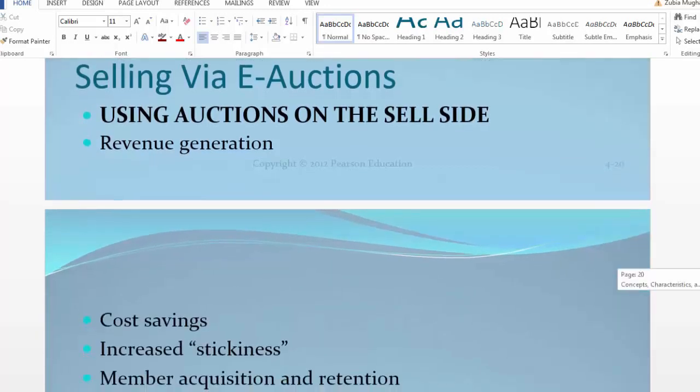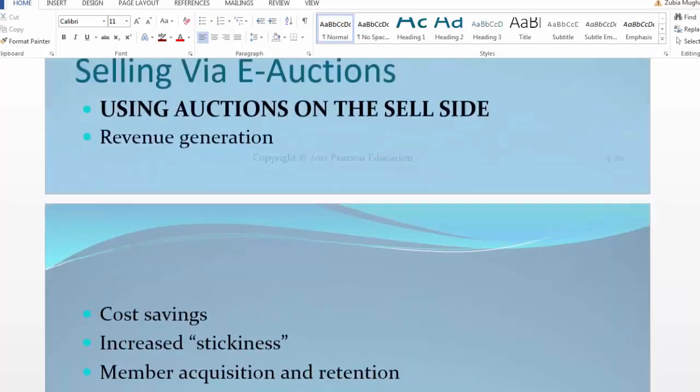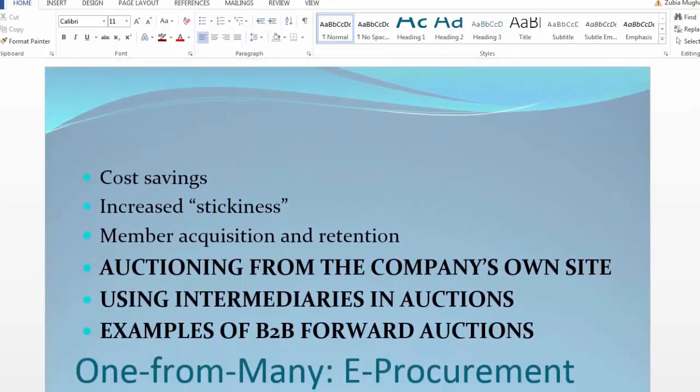Okay, so you would have revenue generation through that, cost savings like that, increased stickiness. For example, it's a very rewarding process to win an auction, so I would definitely want to participate in another auction, and this would mean that I would be a return customer to a site that offers auctions. Member acquisition and retention is also greater in e-auctions. Auctioning from the company's own site, using intermediaries in auctions. Examples of B2B: forward auctions.